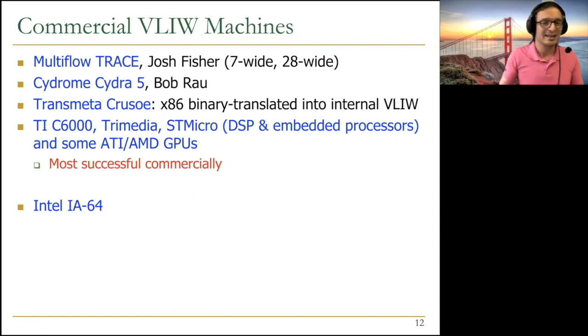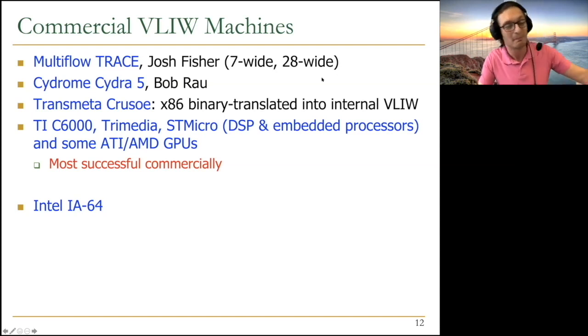And commercially, VLIW machines have been quite interesting. Josh Fisher, after he worked on VLIW at Yale University, formed a company called Multiflow. And he and his team actually worked on very interesting processors. You can see 7-wide, 28-wide processors and compilers, I should say. A lot of work went into the compiler, of course, the Multiflow trace compiler. And basically, they did build these machines, and they were successful in a small fraction of code where you could actually extract this sort of parallelism through the compiler, but they were not generally successful.